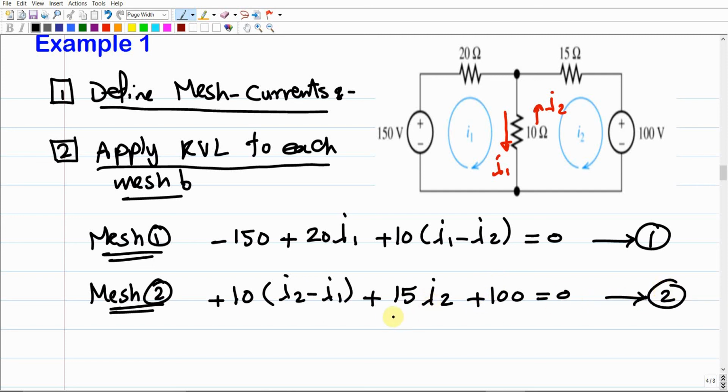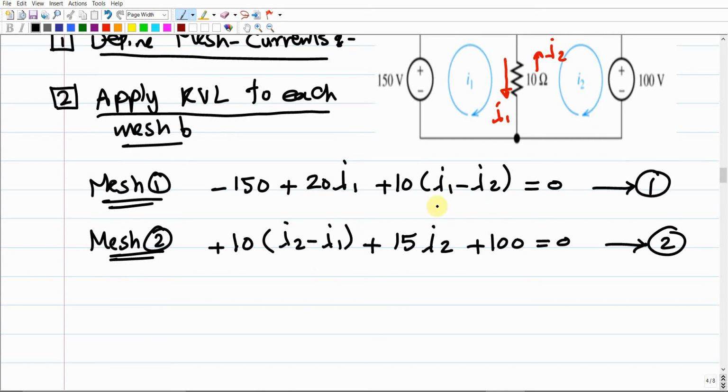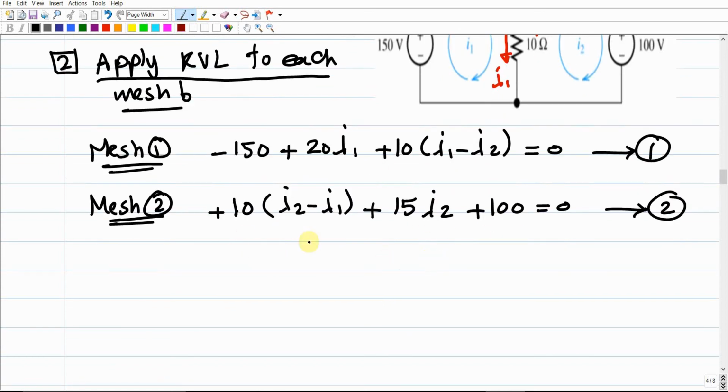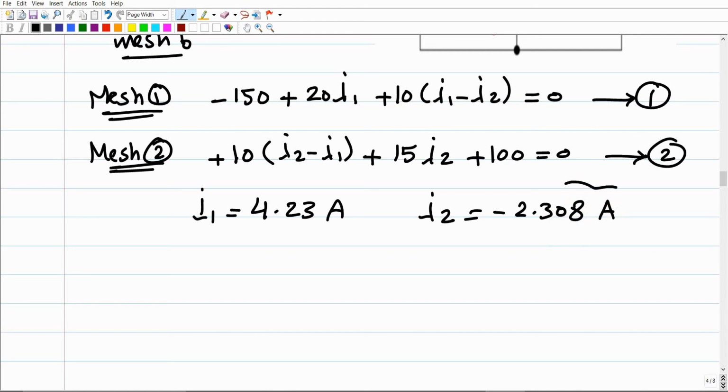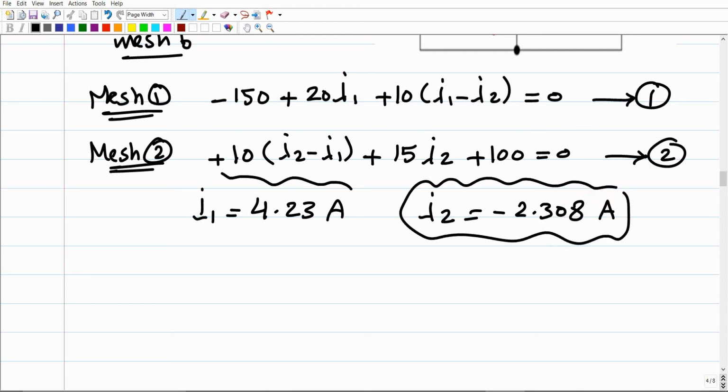As you can see, we already have two equations in just two unknowns, which are I1 and I2. Your objective is just to solve these two equations for I1 and I2, which are the mesh currents. Simply solving these two equations for the two unknowns, we find I1 is 4.23 amperes, while I2 is negative 2.308 amperes. Make sense? These are the mesh currents.